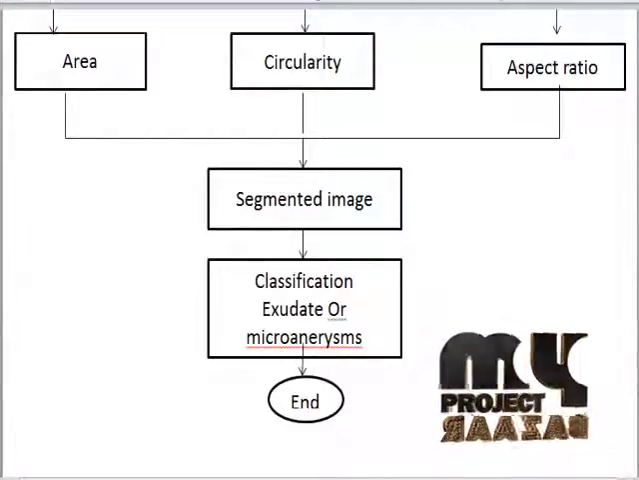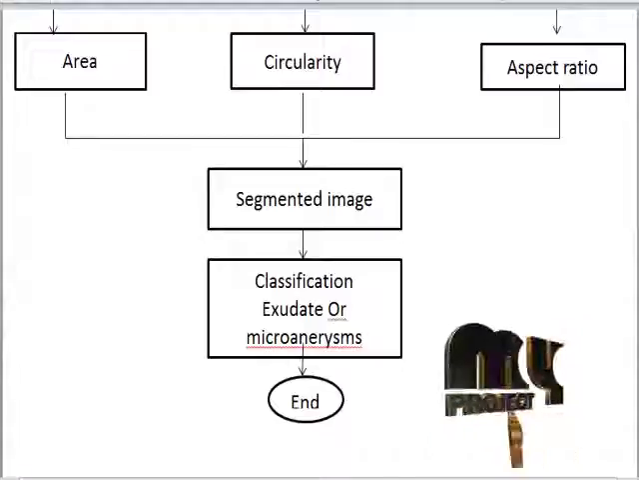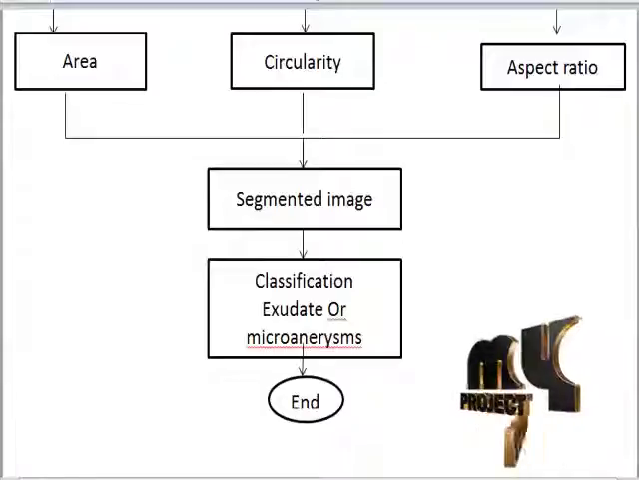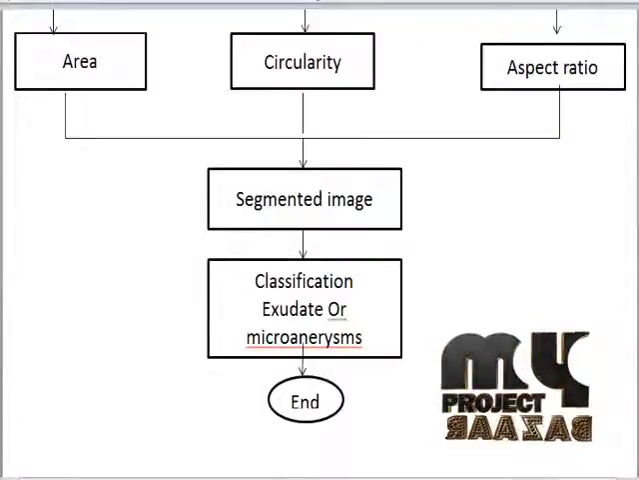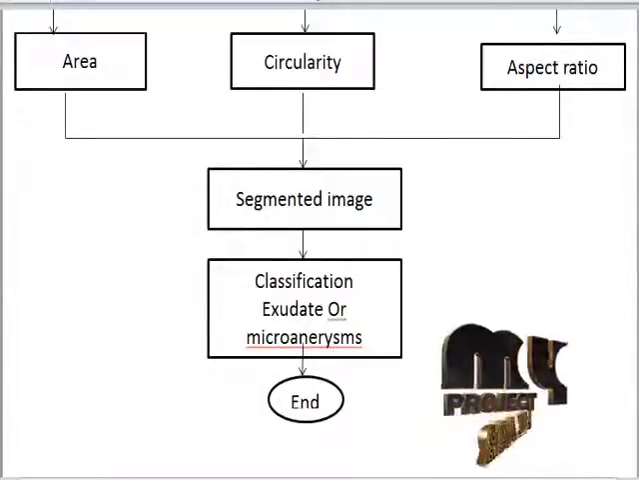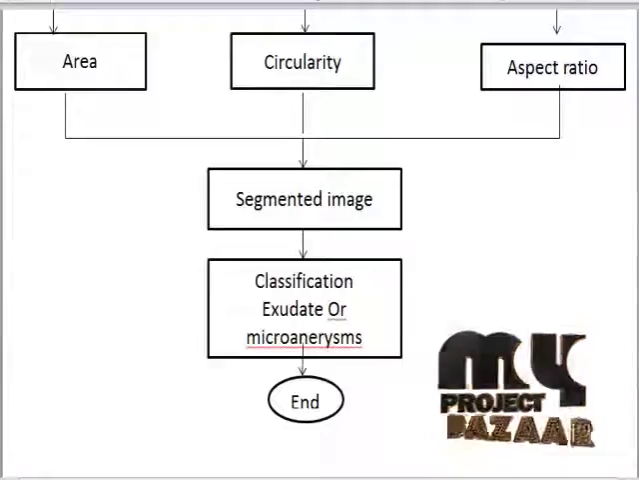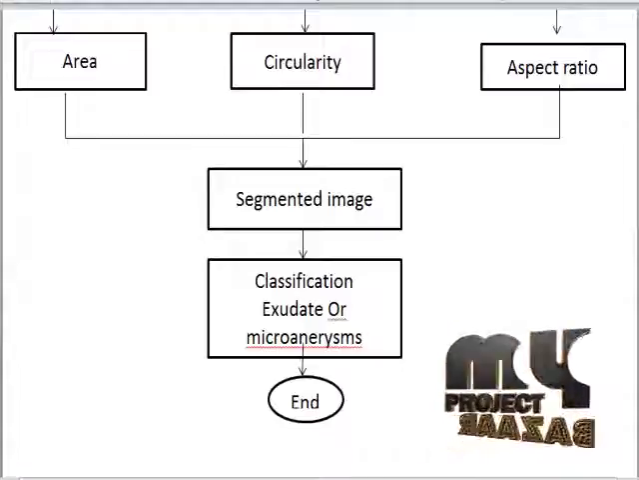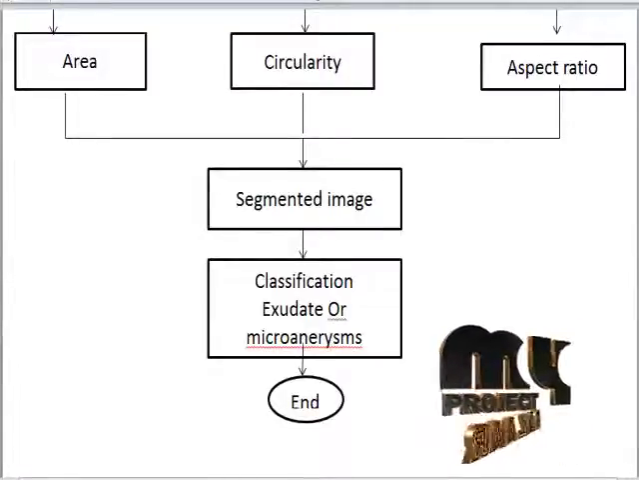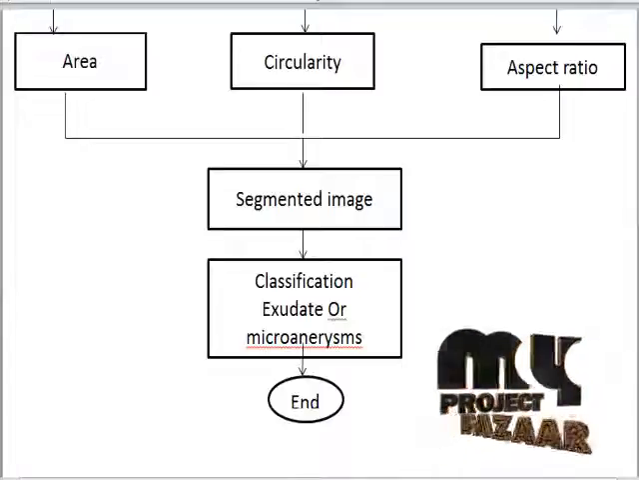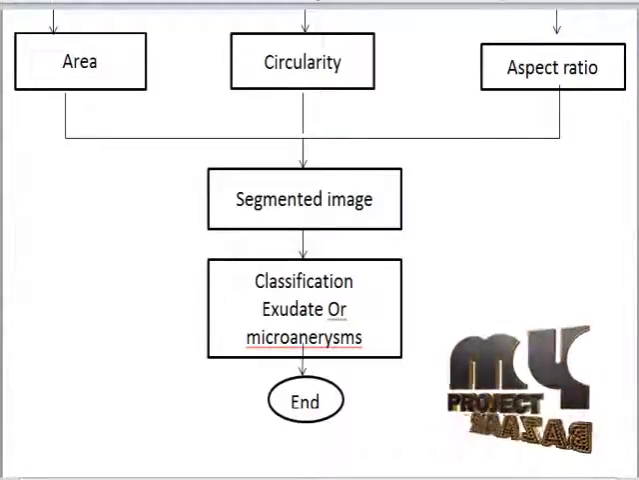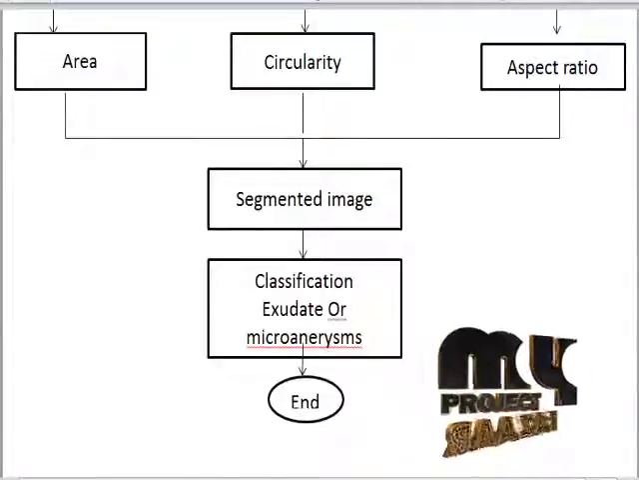Then the image is classified using the SVM classifier whether it is exudate or microaneurysm. The classification helps the ophthalmologist in diagnosing the fundus images. A support vector machine is a discriminative classifier formally defined by a separating hyperplane. This is the flow for this process.